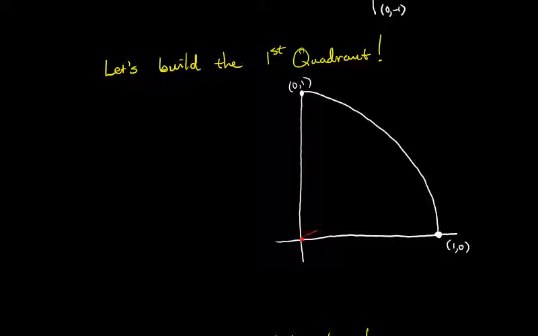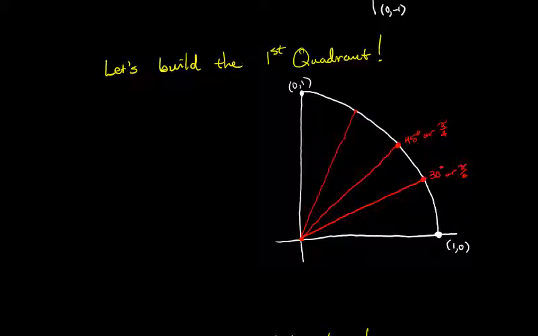Starting from the center, I'm going to draw a line that way, and we're going to call that 30 degrees, or, if you know your radians, pi sixths. Then the next angle is 45 degrees, or pi fourths in radians. And then the last one is 60 degrees, or pi thirds. Those are your angles that are in the first quadrant, and these are going to be the reference angles that we use for the rest of the quadrants.